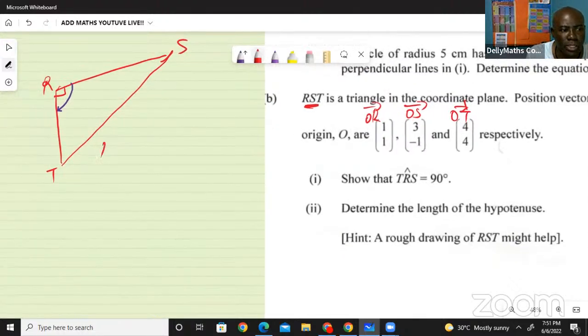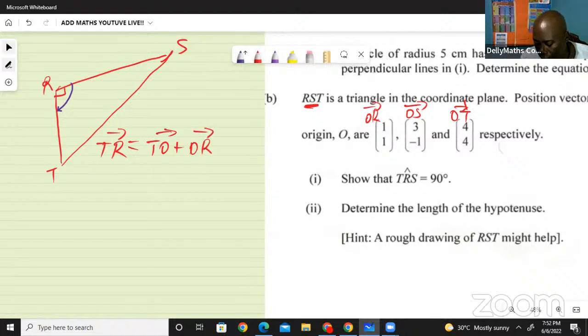All right, so if I'm going to do TR, then based on what I have here, I'll move from T to O, and then move from O to R. T to O and O to R. So basically then TO, we have OT, so we're going the inverse, so we're taking the opposite direction.